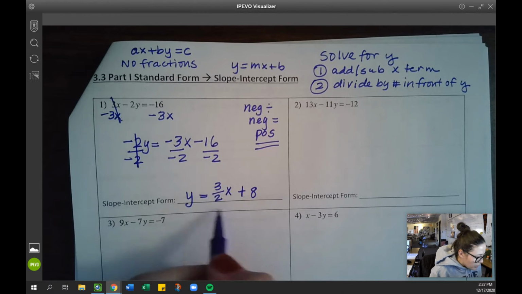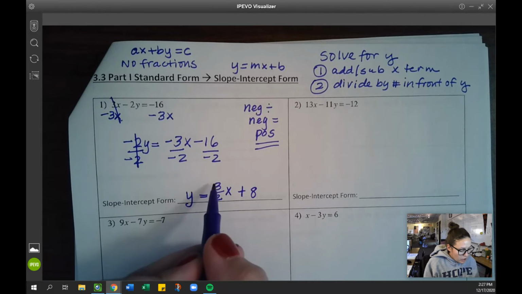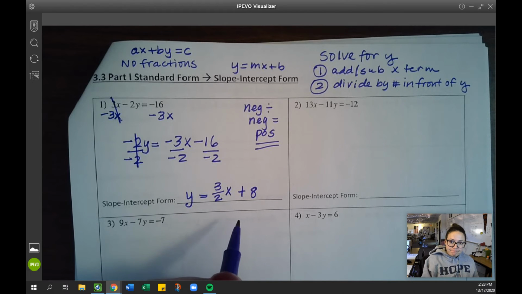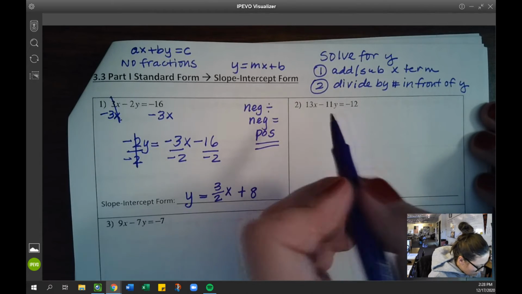And you should always write your slope as a fraction. Do not write your slope as a decimal. And the reason is that we want to be able to use that fraction as our rise over run when we graph it. All right, let's give number 2 a try.